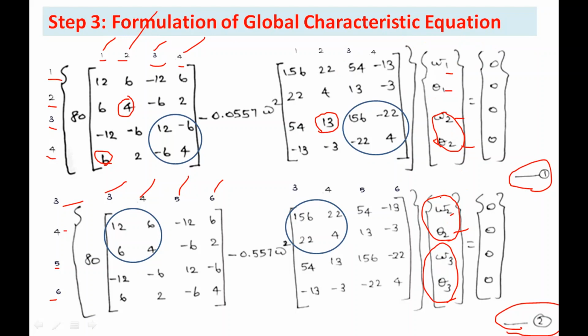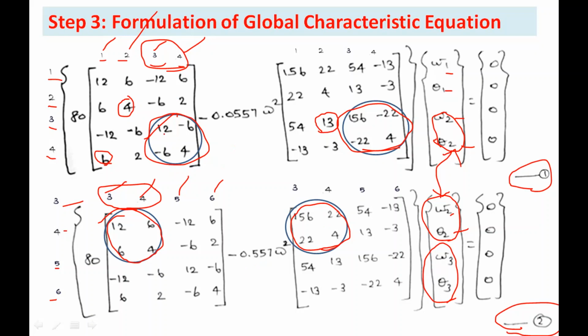W2 and theta 2 are the common degrees of freedom in both the elements. That means 3 and 4. So here also we have 3 and 4, here also we have 3 and 4. So these degrees of freedom should be added properly. When you form the global characteristic equation, these common degrees of freedom elements of the stiffness matrix as well as mass matrix should be added correctly.